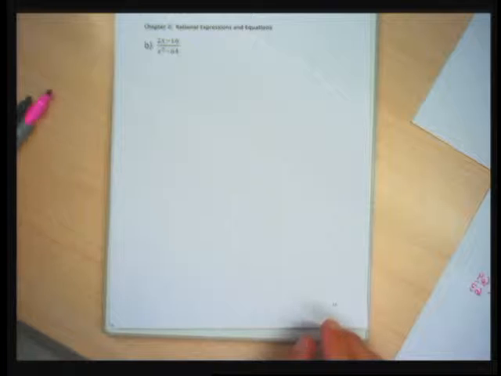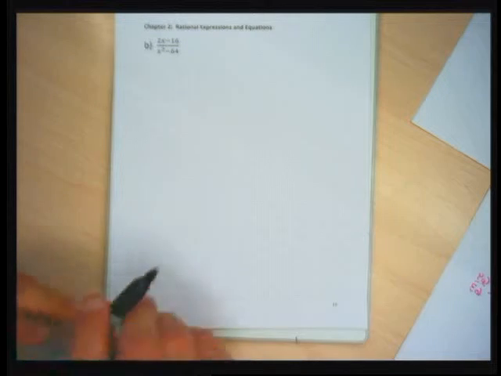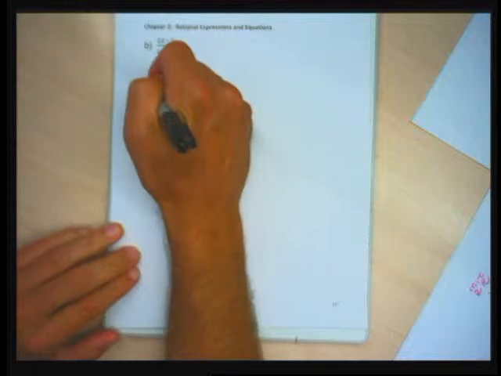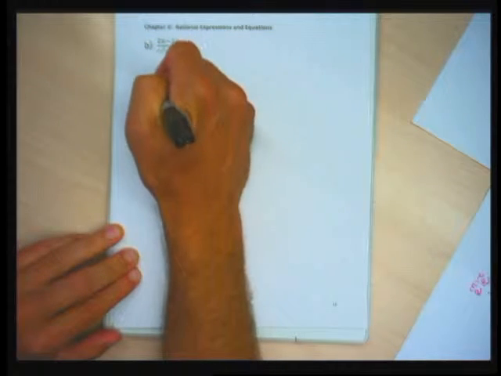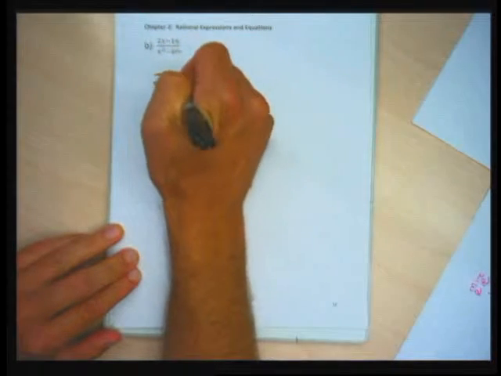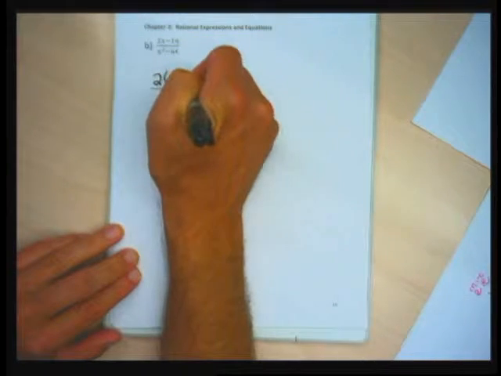Part B, I can't cancel the 16 and the 64. I can't cancel the x's because of the big subtraction sign in the numerator and the denominator. In part B, I have to factor and cancel. In the numerator, there's a common factor of 2 that I'm going to factor out. When I factor out that 2, I'm going to be left with an x minus 8.